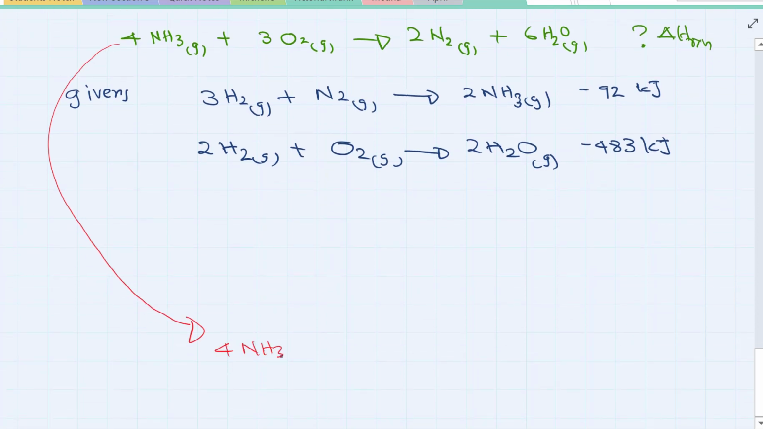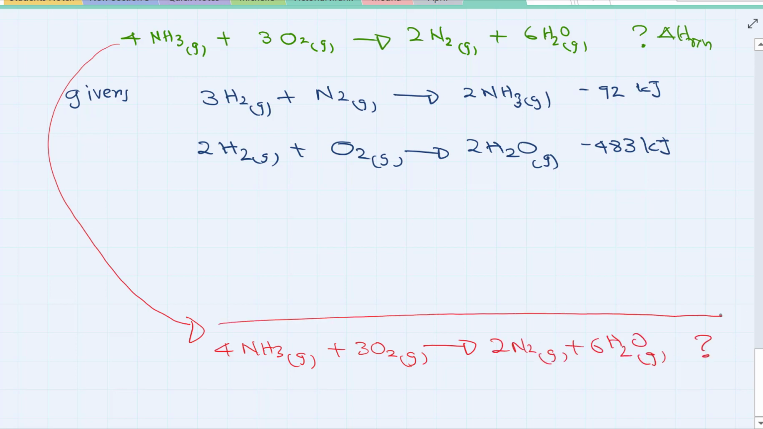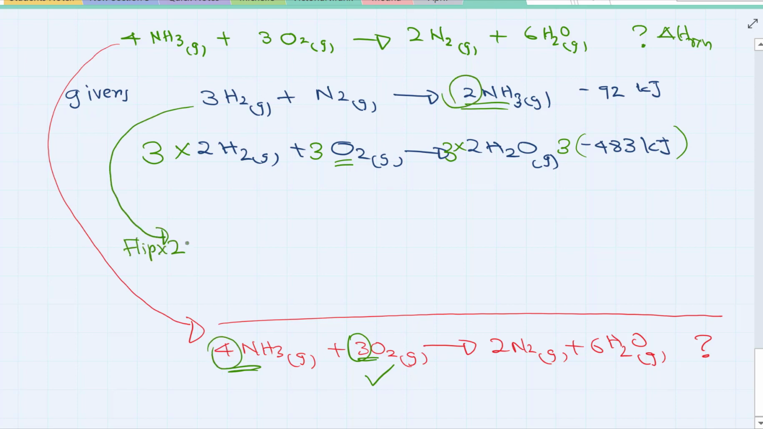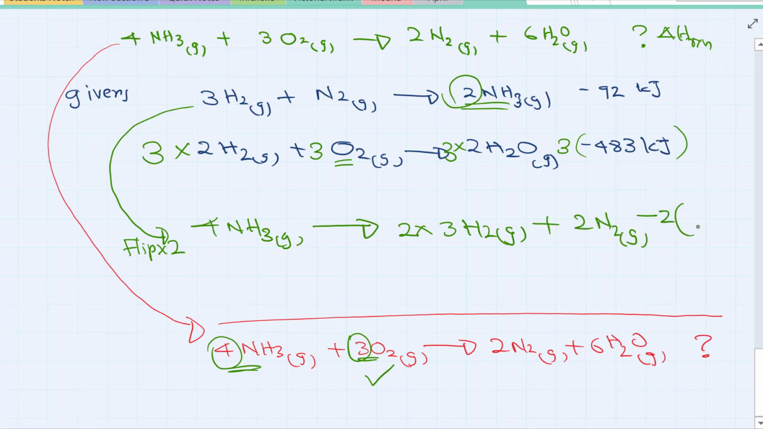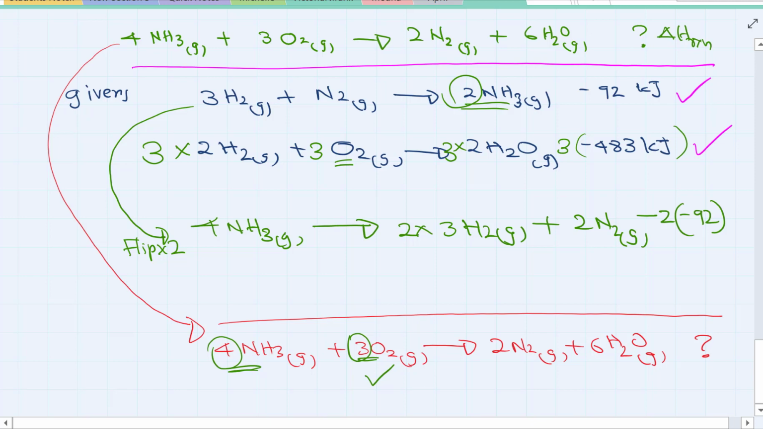Now, what you do in these cases, all these are given, so you write your question again. This is what we are looking for. Write the question below, draw a line, and we're going to do a little math here, right? This one has 3 oxygen, so you multiply everything in that information by 3. And for the ammonia, you need 4, so that has to be flipped. Flip that ammonia reaction, and 2 times that gives you 4 ammonia, 2 times 3 hydrogen, and 2 times nitrogen, right? So that's correct. Now the value also changes sign because it's reversed, so 2 times minus 92.